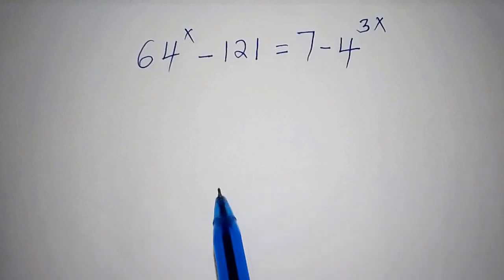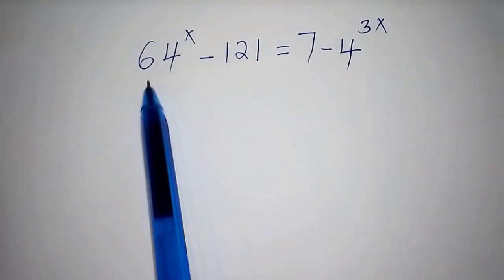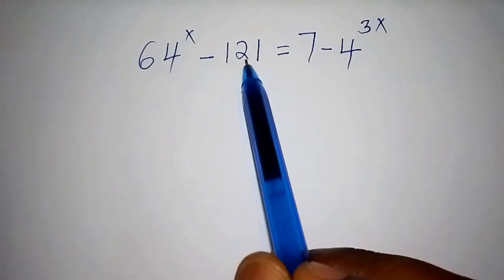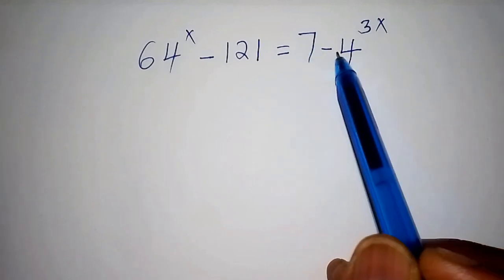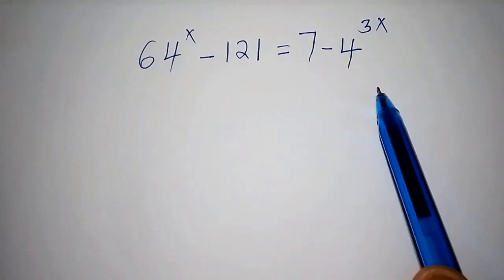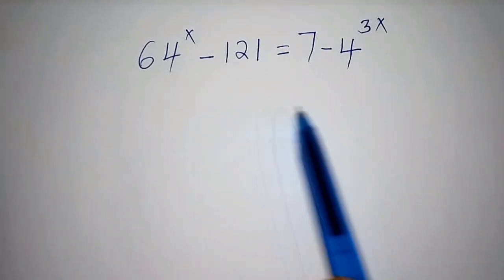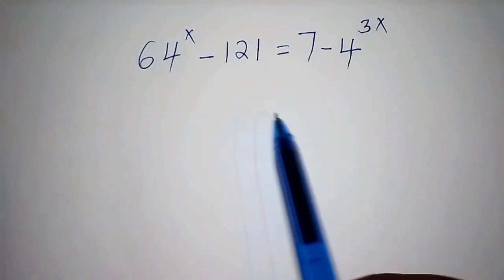Today I want us to work out this maths problem within the shortest time possible. We have 64 to the power of x minus 121 is equal to 7 minus 4 to the power of 3x. If you know how to solve this maths problem, you can pause the video, then share your answers in the comment section so you can start solving it immediately.